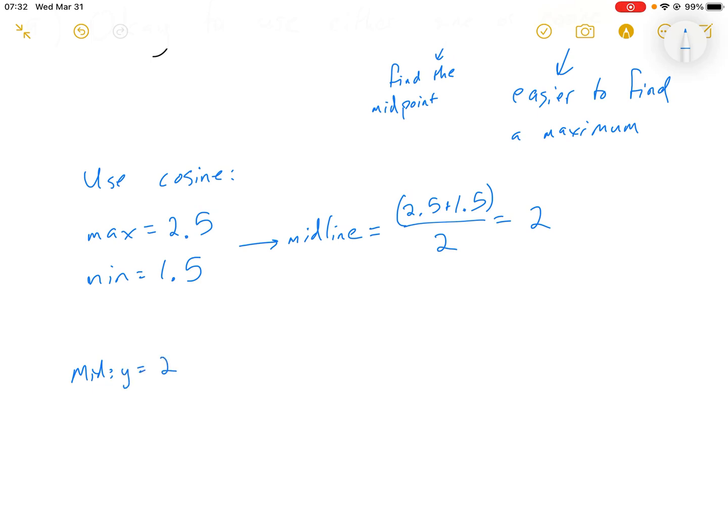Now to find the amplitude, we're going to go directly from here. To find the amplitude, we really just need the distance of the maximum from the midline. So this tells me the amplitude right off the bat, which is good. So now we have two pieces of information.